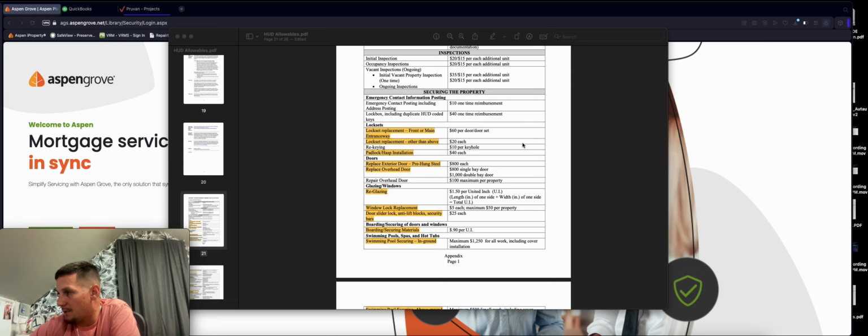Reglazing, $1.50 per united inch, which is what, $1.12. I don't have my phone on me. But can you do them for $1.12? I mean, you could. Glass isn't that expensive. To get it cut and to buy it, it's relatively cheap, but it is a hassle.